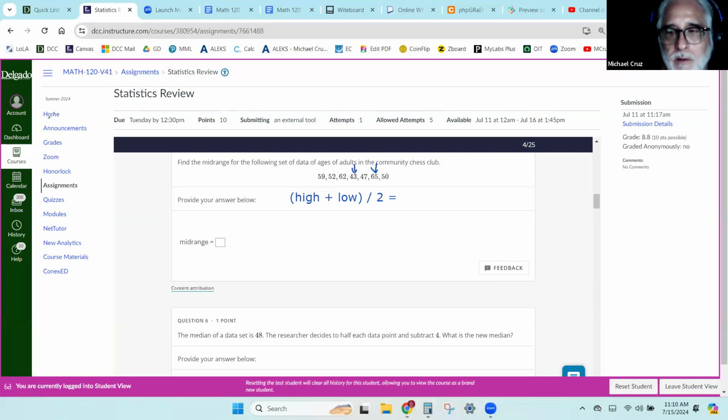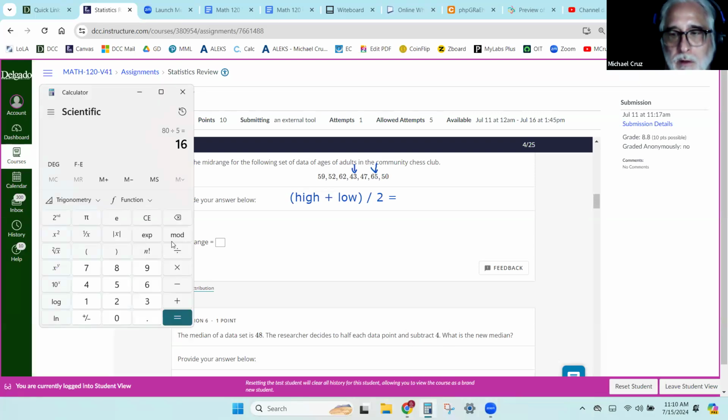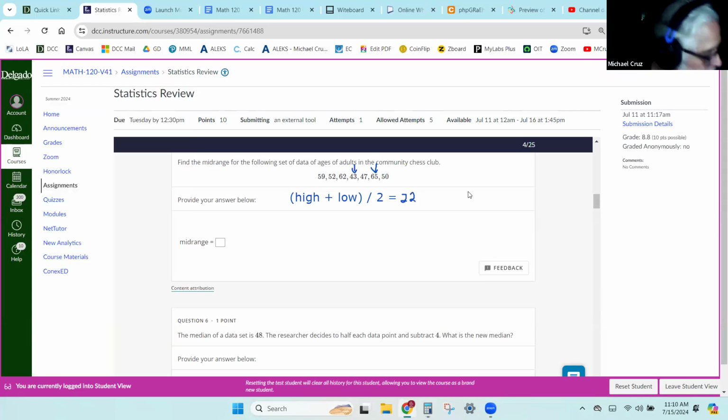So then, looks like we get 22, but let's double check. 65 minus 43 is 22. Mid-range. Same thing as the midpoint. It's the value in the middle. And essentially what you're doing is you're just adding up the extremes and dividing by 2, finding the mean of those two.